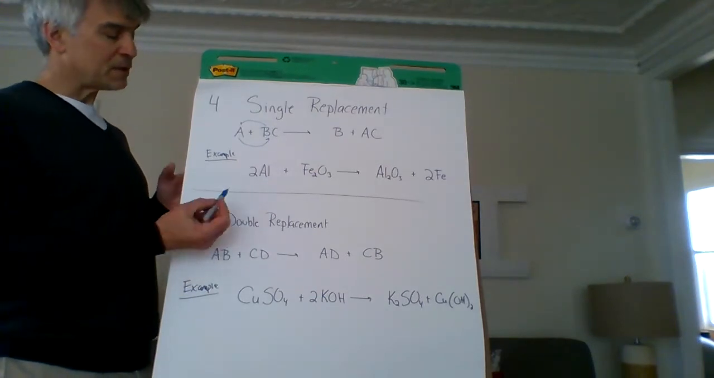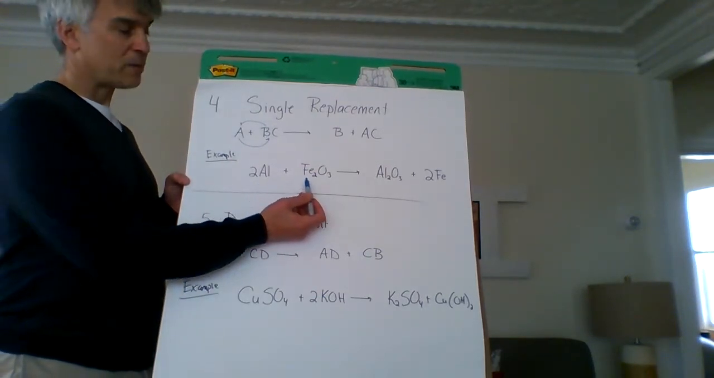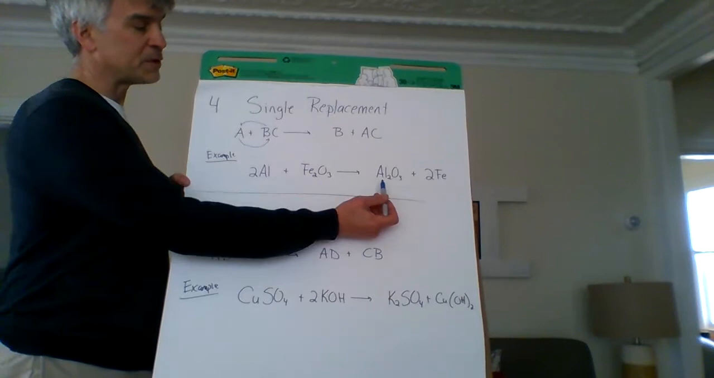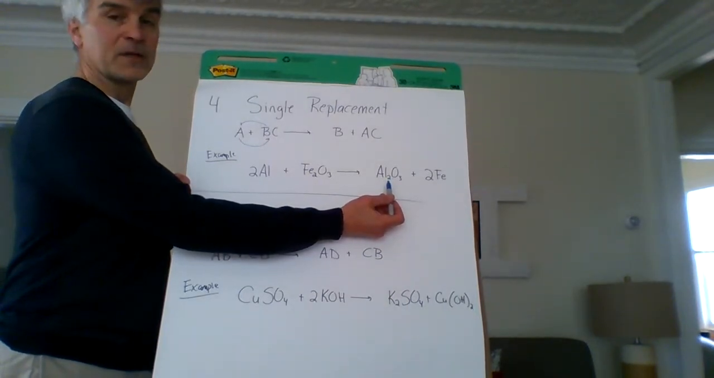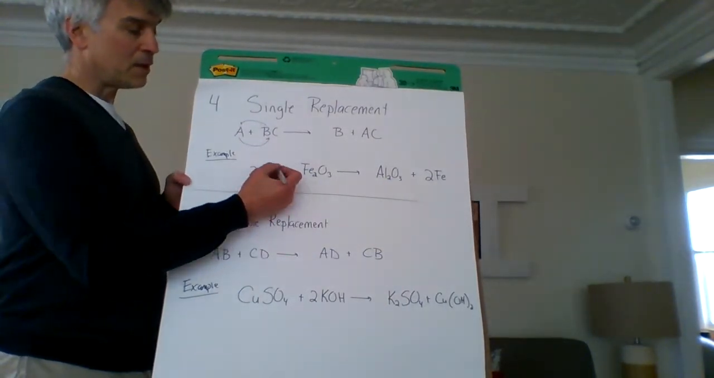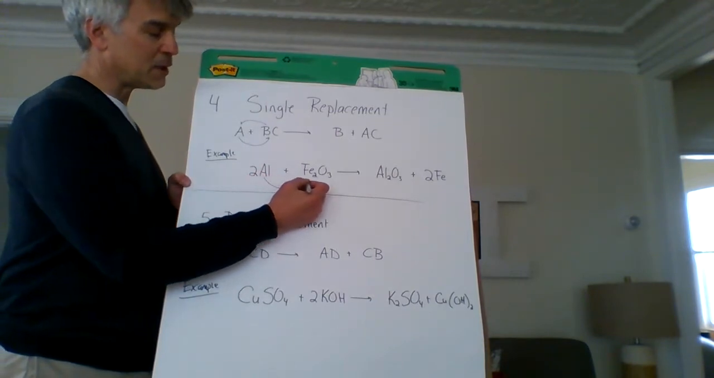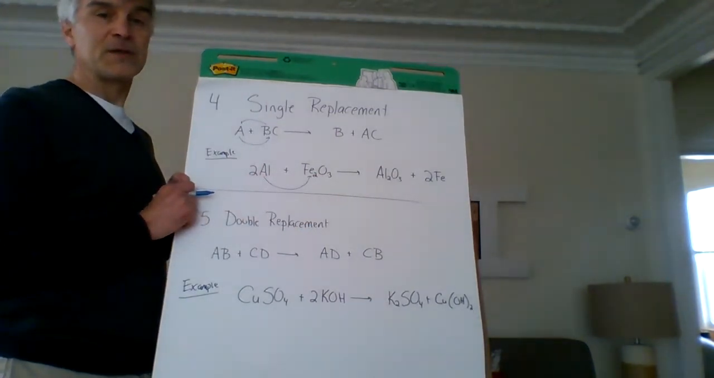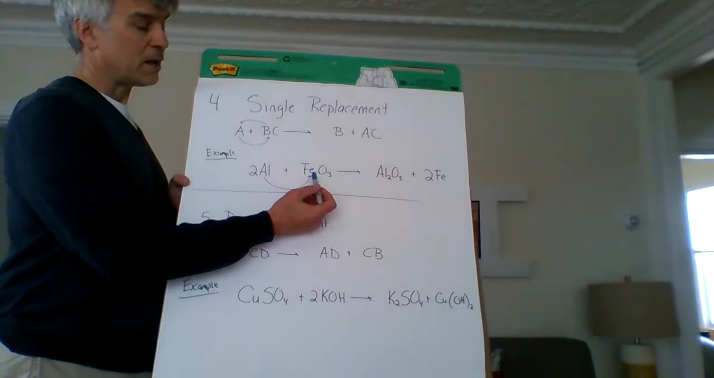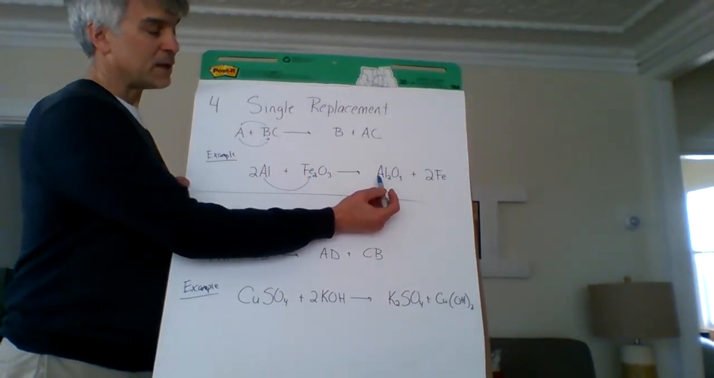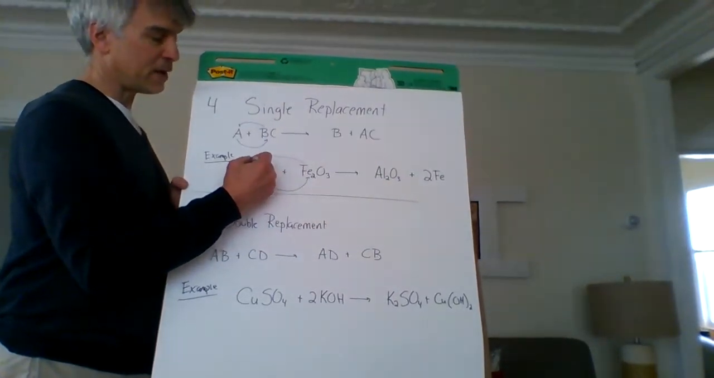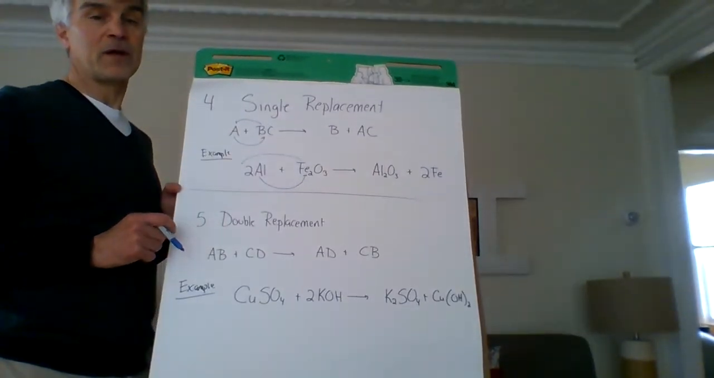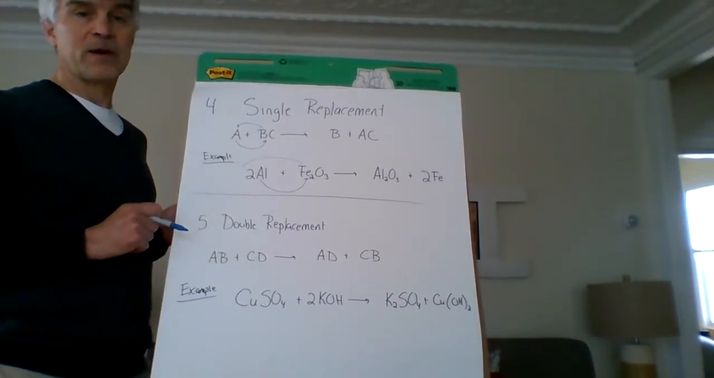An example of this is aluminum plus iron oxide produces aluminum oxide plus iron. So in this example, the aluminum comes in and replaces the iron. Now that makes aluminum oxide, and then the iron goes off by itself, as we have over here. And I think I balanced this correctly.